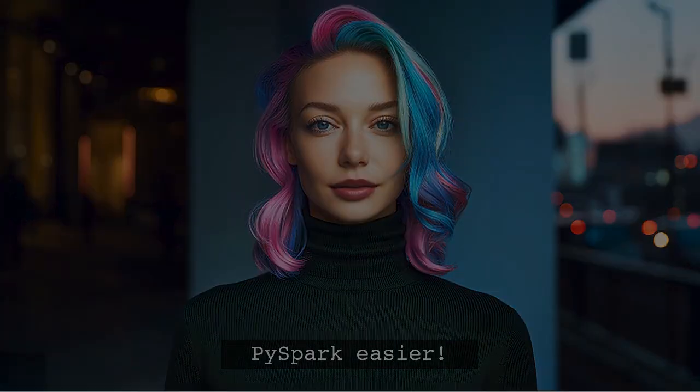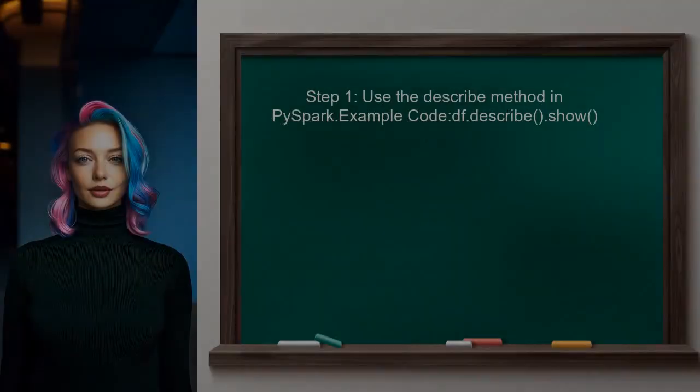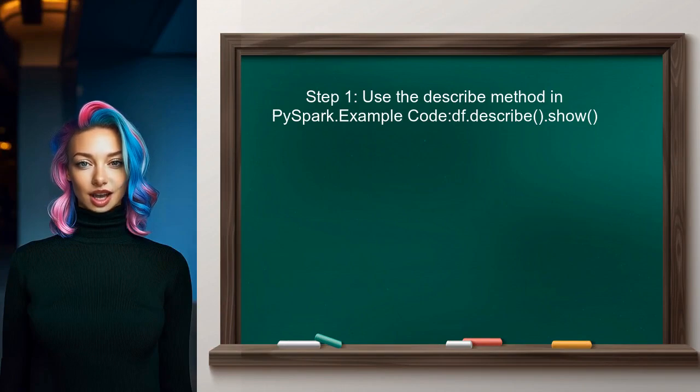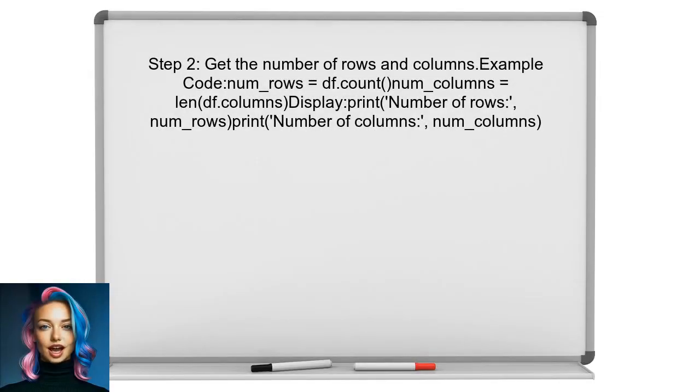To begin, the user can use the describe method in PySpark to get basic statistics about the data frame. This method provides information such as the count of non-null values and the data types of each column. Next, to find the number of rows and columns in the data frame, the user can utilize the count and columns methods. The count method returns the total number of rows, while the columns method gives the list of column names.